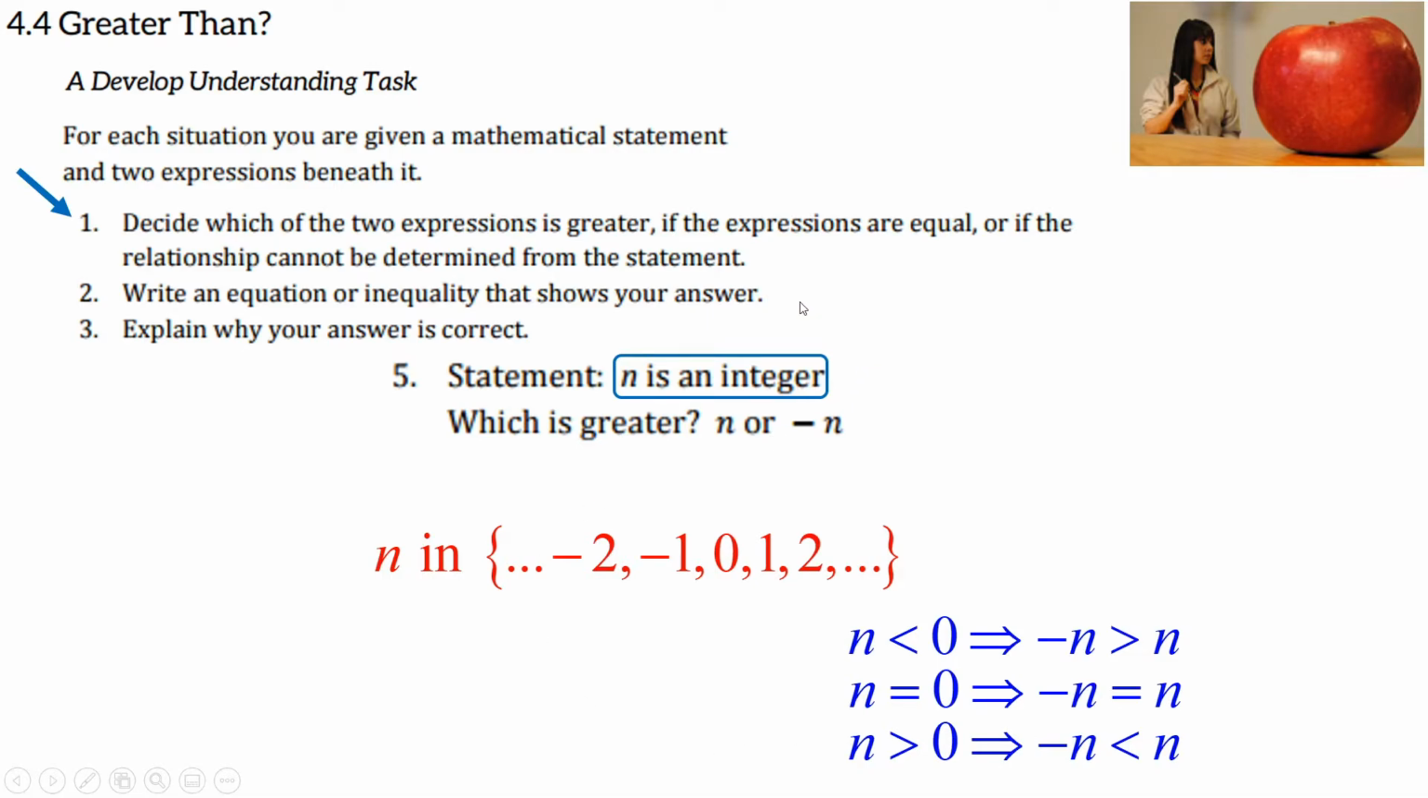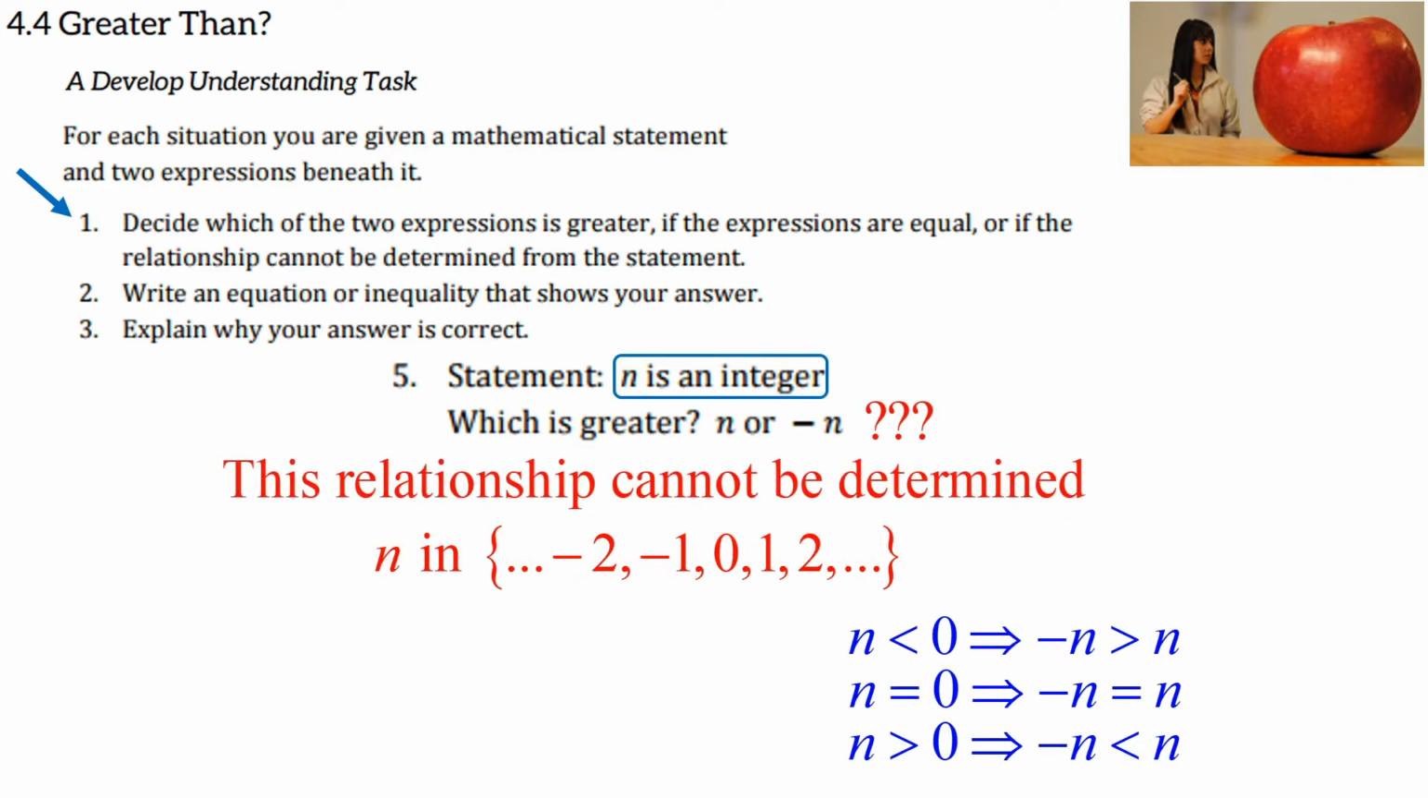So this is a situation where the relationship cannot be determined from the statement. Yeah, I don't know which is greater. This relationship cannot be determined. So write an equation or inequality that shows your answer. Well, I'm just going to say I couldn't come up with that. All right, I did do a few equations and inequalities down here, but again, the relationship cannot be determined.